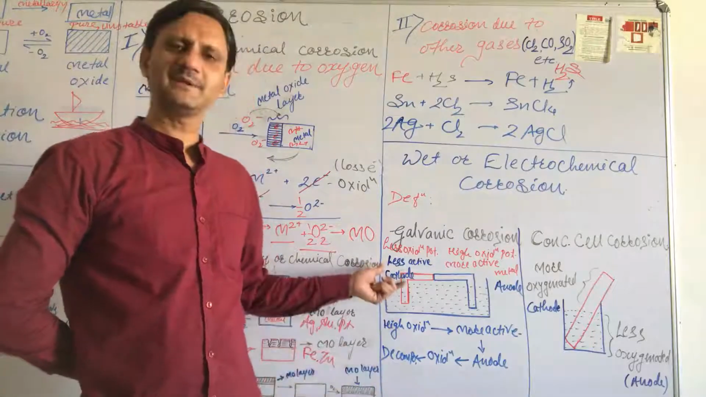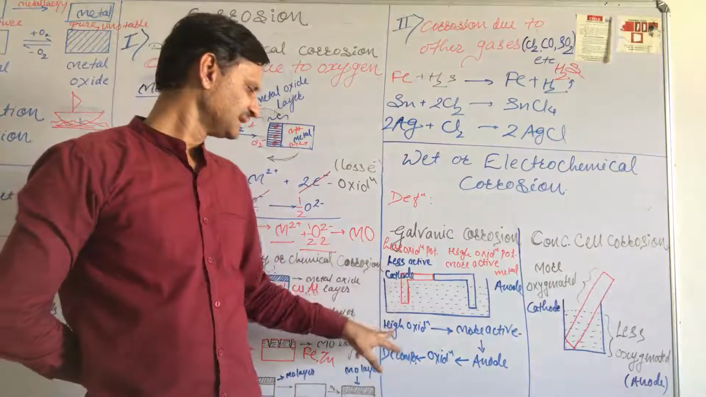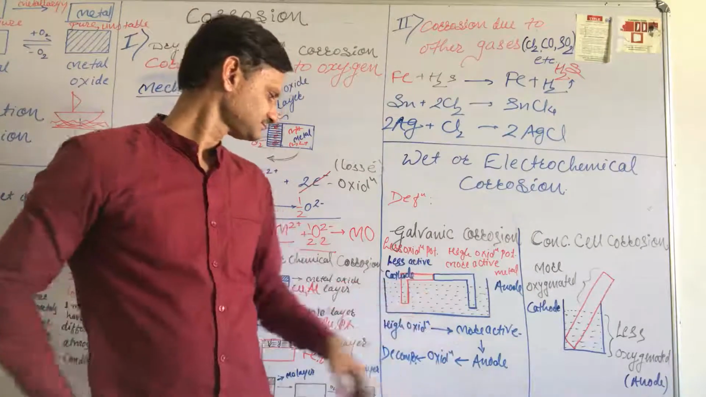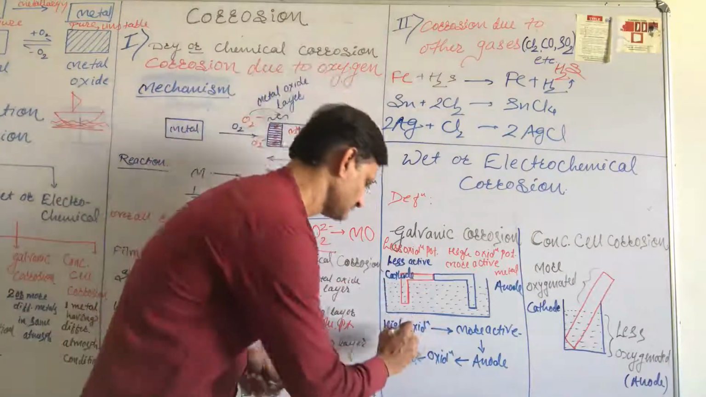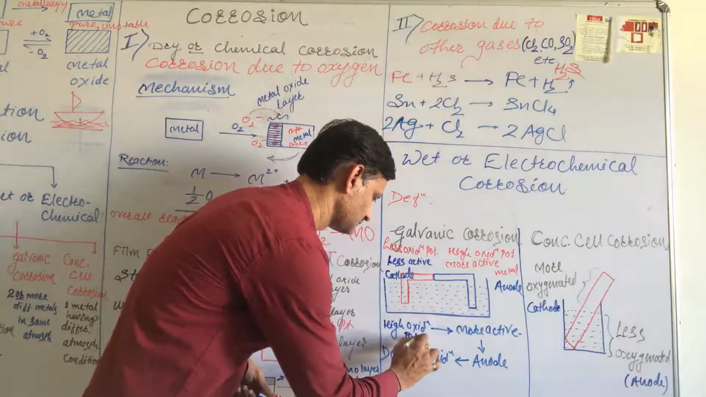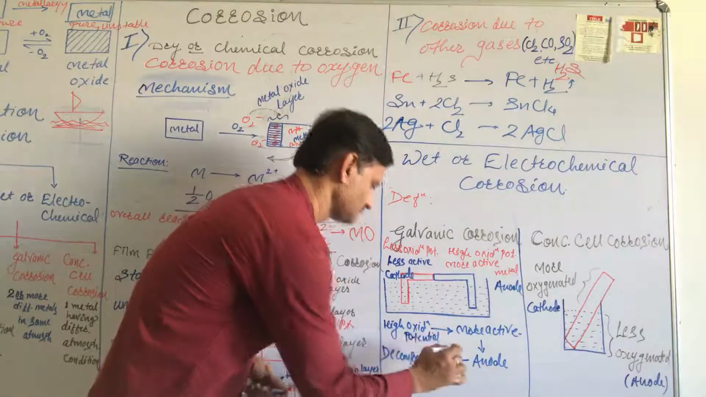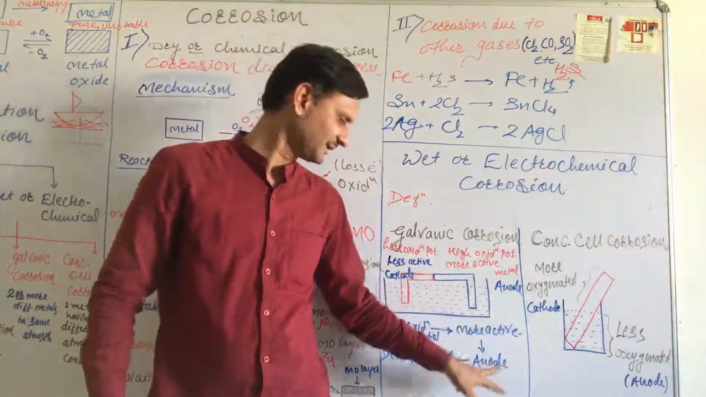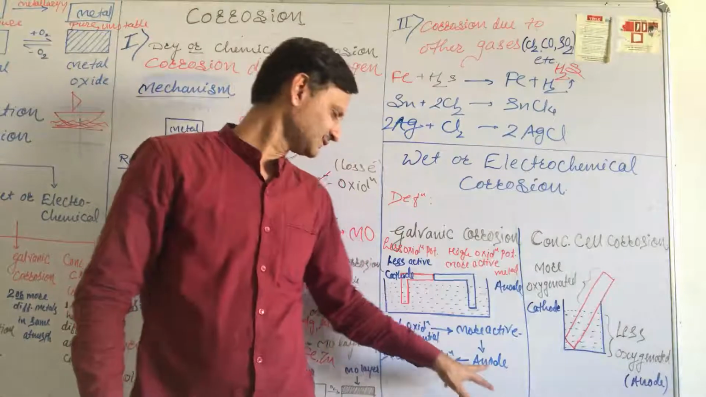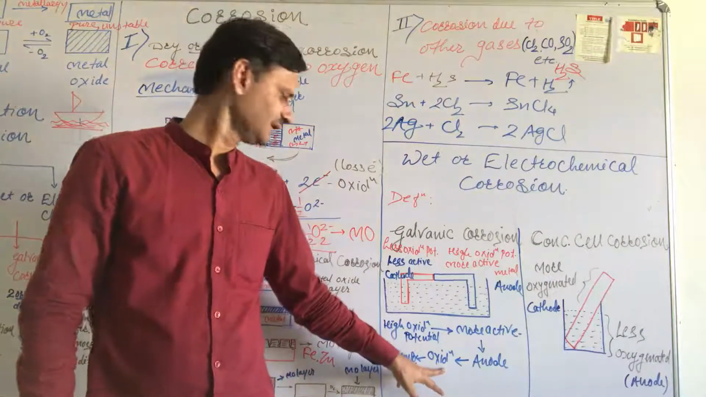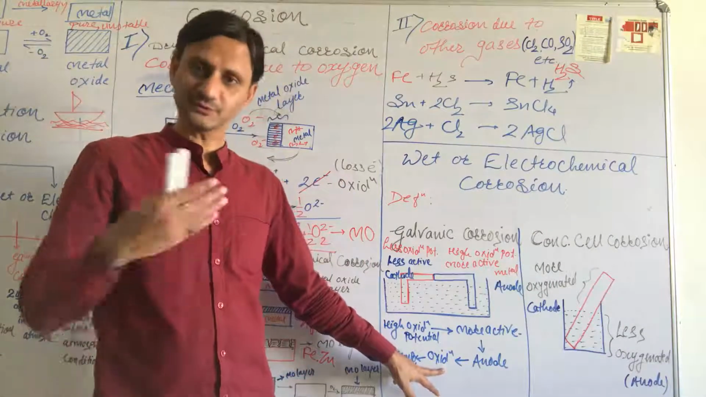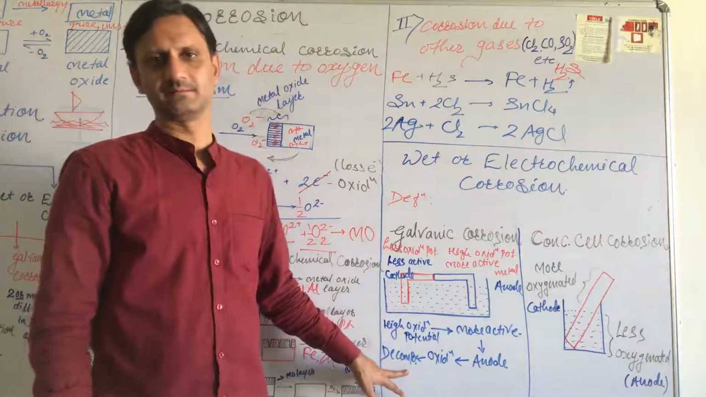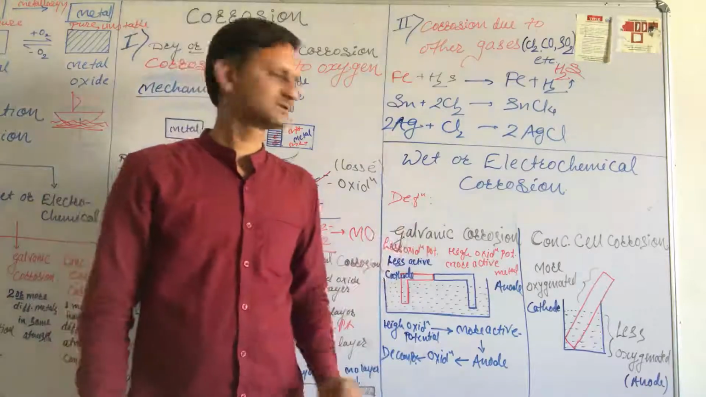Okay. What about the remaining part? Exactly opposite to that. The less oxidation potential metal is less active. Less active metal acts as a cathode. Cathode undergoes the process of reduction, and the material which undergoes reduction always remains protected. This is about galvanic corrosion.